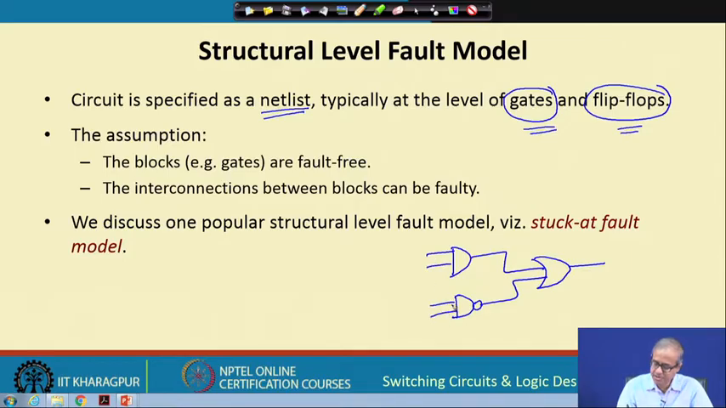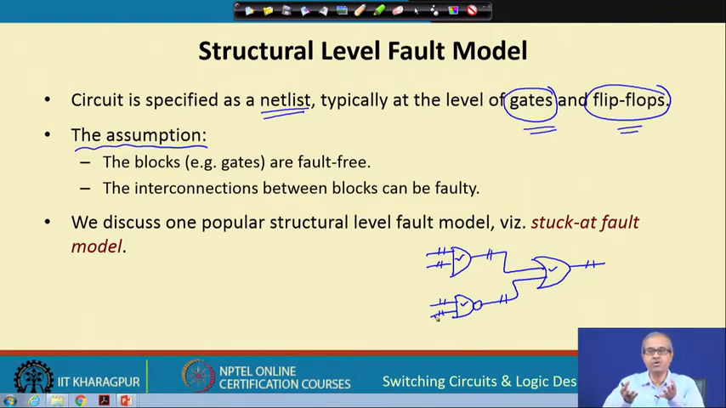So, the structural fault model that we are talking about rests on a very important assumption. The assumption says that the gates or the blocks are fault free. There cannot be any fault inside the blocks. Rather, faults can be there in the interconnection lines. So, all the interconnection lines, there can be faults only there.